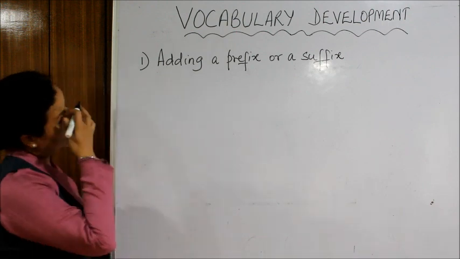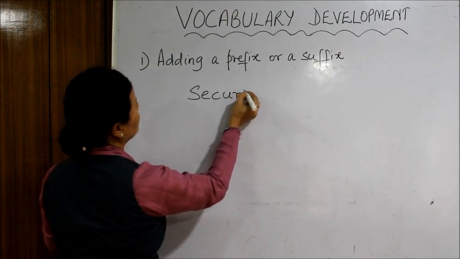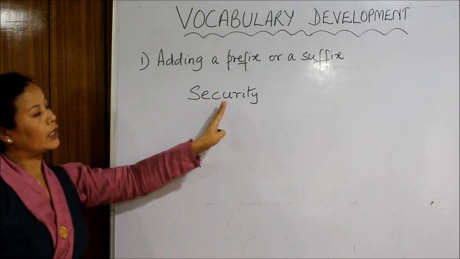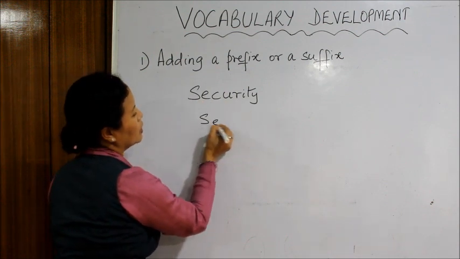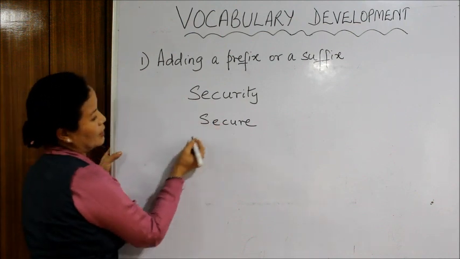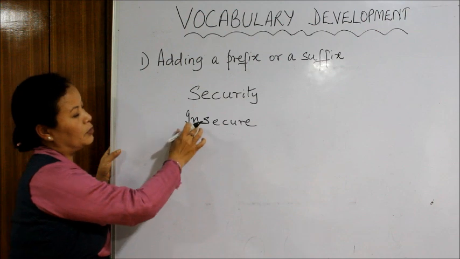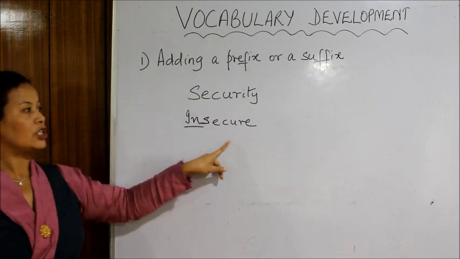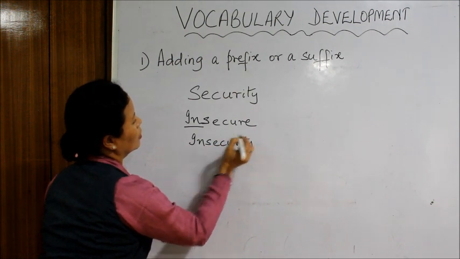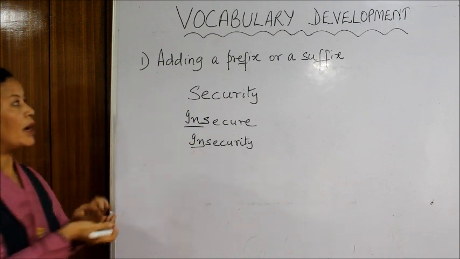to a base word. So for example, if we take the word security. One thing we can look at is that the word security comes from the word secure. Now if we add a prefix, insecure. By adding the prefix in, the meaning of the word changes, insecure. In the same way, insecurity. So, security, insecurity. This is by adding a prefix.